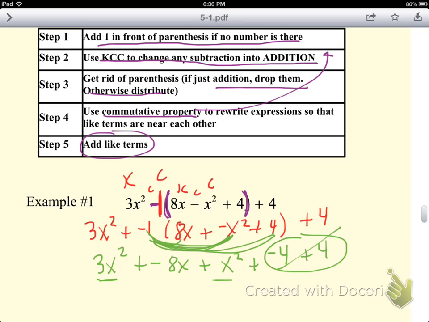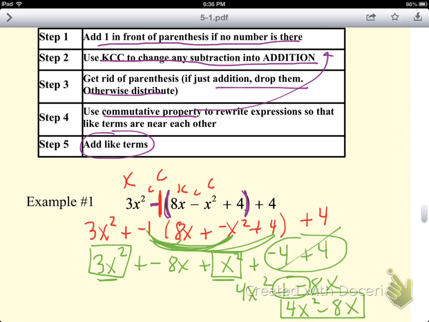This right here and this right here are like terms, so you don't have to move them next to each other, but since we have all addition, we can just think of adding those two together. So that's 4x squared plus negative 8x. And technically, it's more simplified if they have fewer symbols, so I'm going to change this combination of plus and negative into subtraction. So my final answer is 4x squared minus 8x. Okay, and that is how you do those.